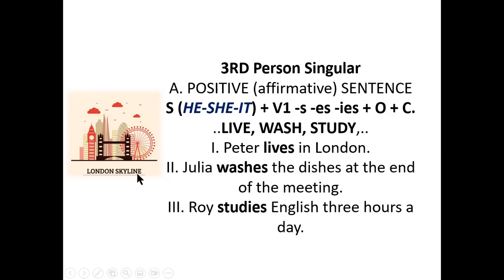For example, let's take the verbs live, wash, and study, to see how S, ES, IES come after verb one. In modals, we say Peter can live. But now this is not modal. In imperative sentence, for example, live in New York, or don't live in Cambridge. But now our subject is the simple present tense with singular subjects. Peter lives in London. Is it clear? Peter always lives in London. This is true knowledge about Peter.